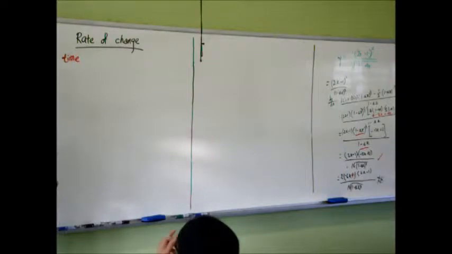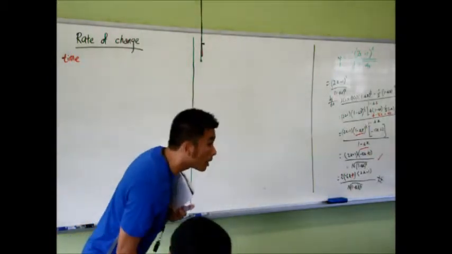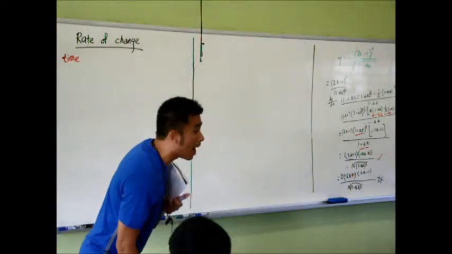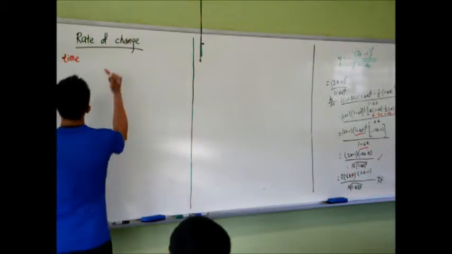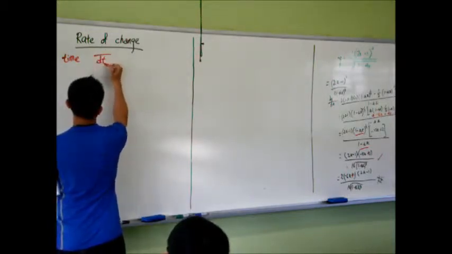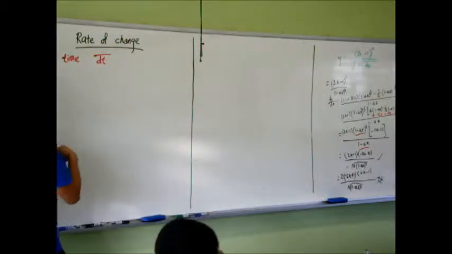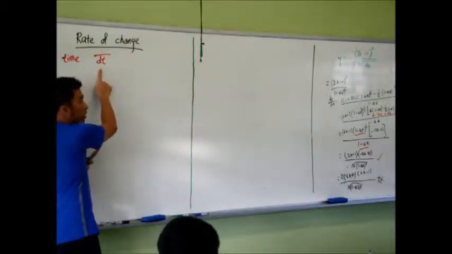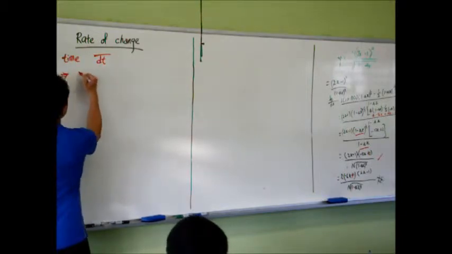If time is involved, how do we represent it in this case? Mathematically? Yes. dt. You need to differentiate the unknown variable with respect to t, which is your dt. Alright? Today I'm going to bring in something new called the chain rule.